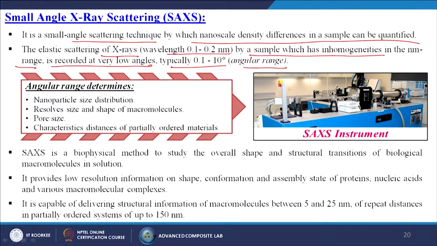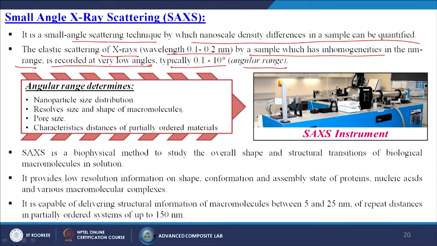How to determine the angular range? Nanoparticle size distribution, size and shape of macromolecules, pore size, characteristic distances of partially ordered nanomaterials. So, generally the SAXS instrument looks like this.